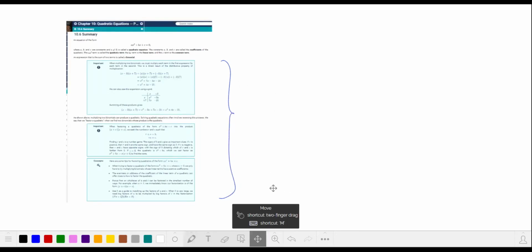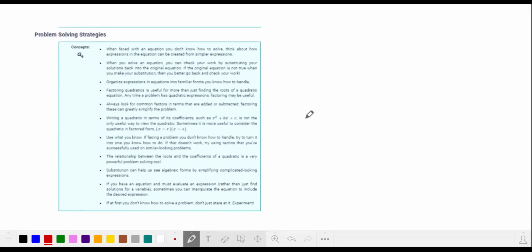The second half of the summary is this list of problem-solving strategies. Some of this advice is helpful, but a lot of it is really kind of meta. Here's a good example. Organize expressions and equations into familiar forms you know how to handle. Yes, I think that's good advice, but I'm not really sure how useful that's going to be to a student.